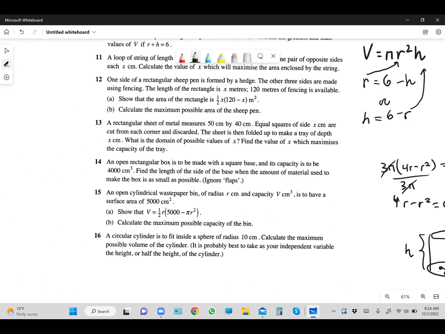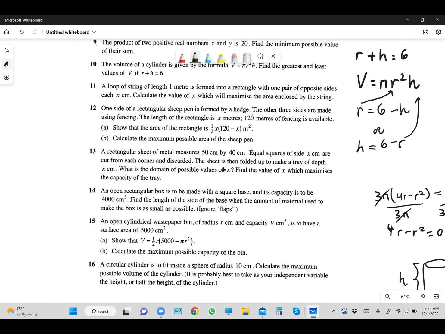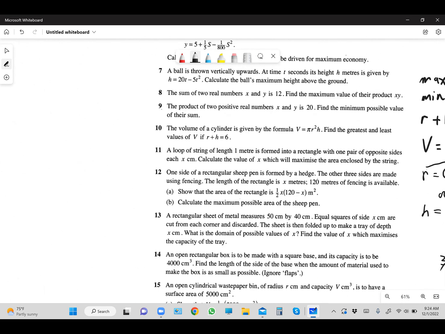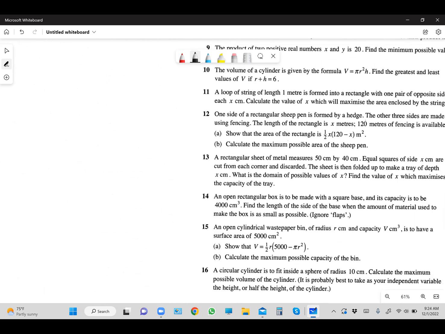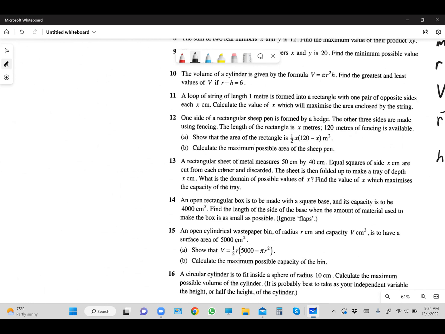Okay. So the next one's actually a nice little problem. You already did this problem in 7, well, it would be 8 and 9. It's the same problem. But let's read it together. It says a loop of string of length 1 meter is formed into a rectangle. So let's make a string here, looped to form a rectangle. And how long is this string? 1 meter. So the perimeter of this rectangle is 1 meter. So we'll just write 1.